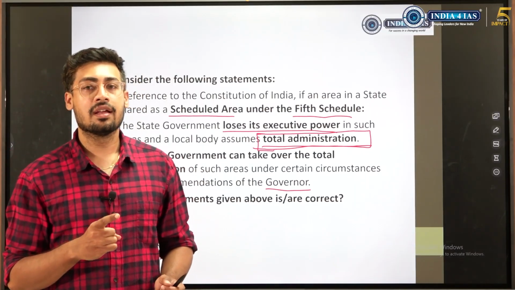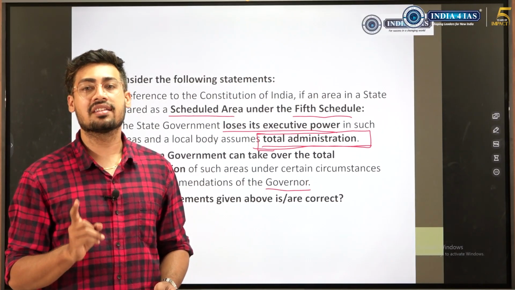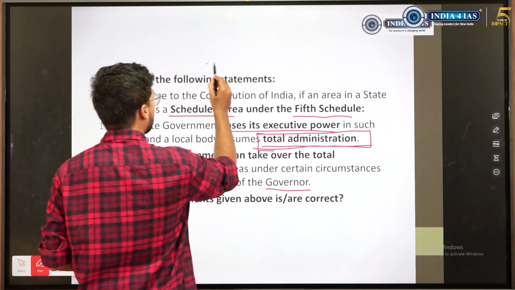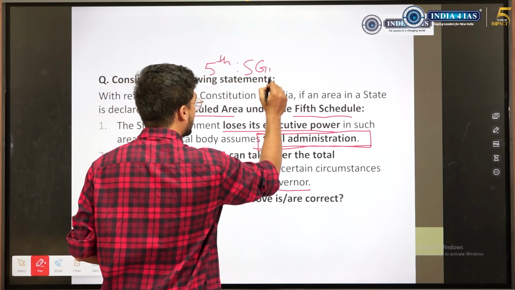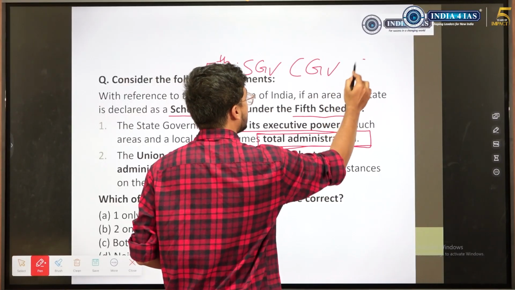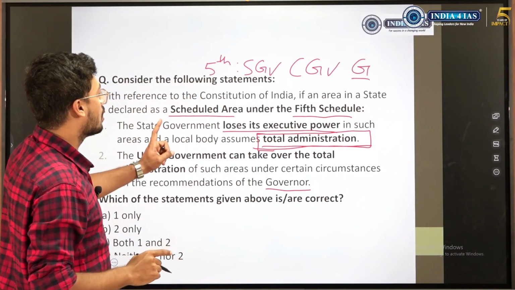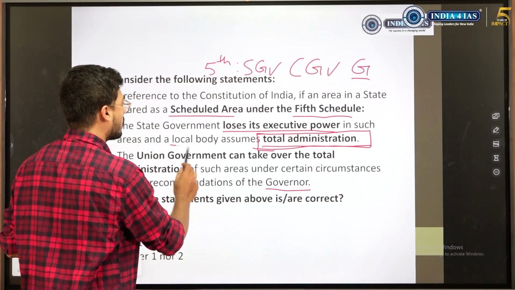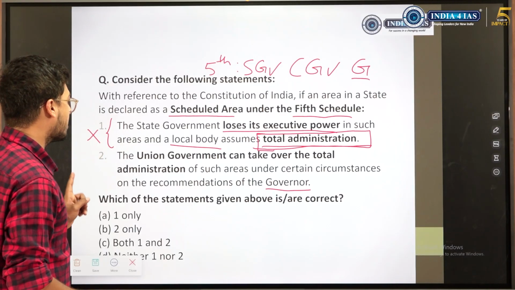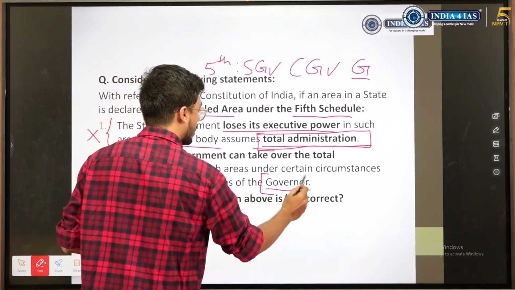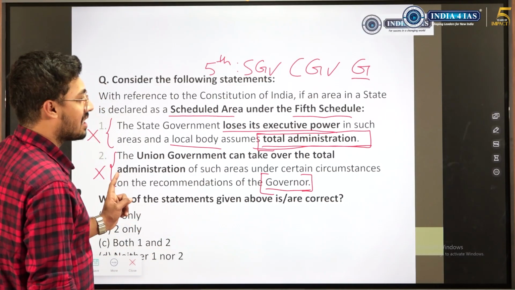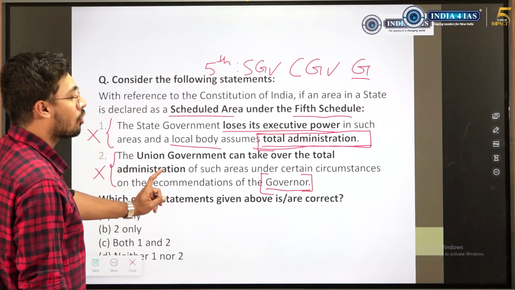In the 2025 paper, there are so many things which are not at all possible, and UPSC has formulated a sentence telling that it can do it. That is wrong. When the 5th schedule area is declared, the state government would still have power, and the center is also empowered to give executive directions to the state government, and the governor has power to make regulations. But the state does not lose its power, nor does the local body get total administration. So this is wrong. The union government can take over the total administration of such areas based on the recommendation of the governor? No, that is also not possible. Only the governor can make regulations exercising power over these 5th schedule areas. The union government cannot take over the total administration.